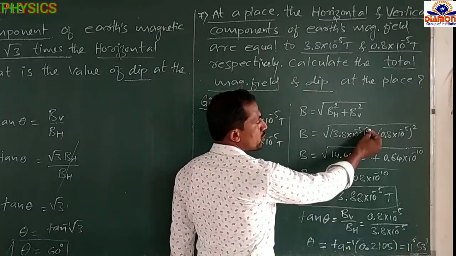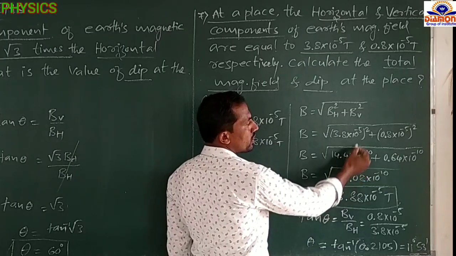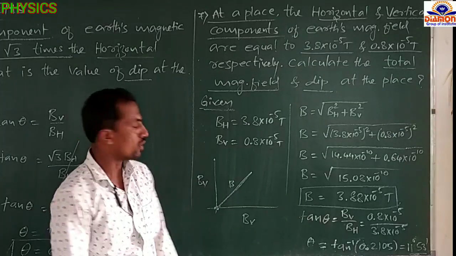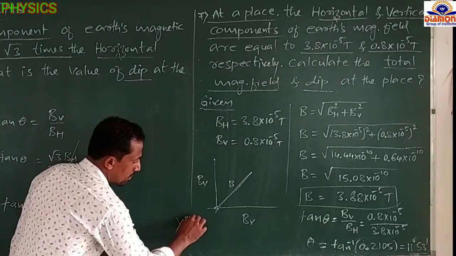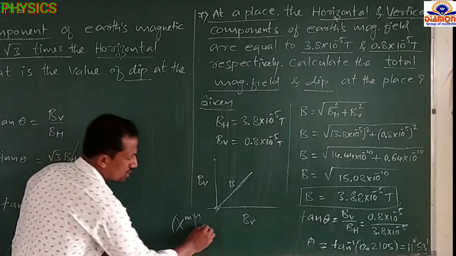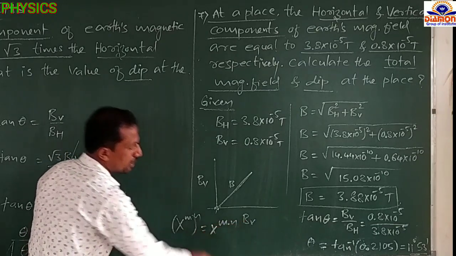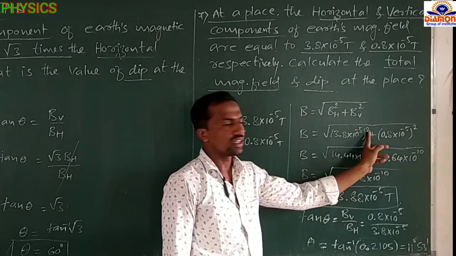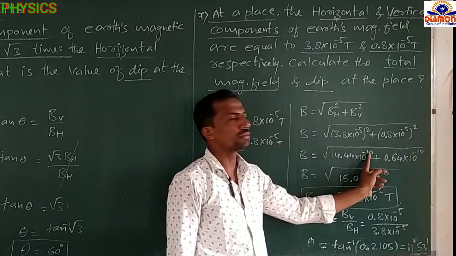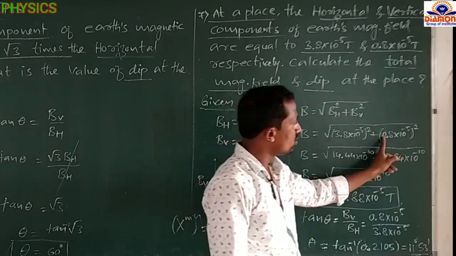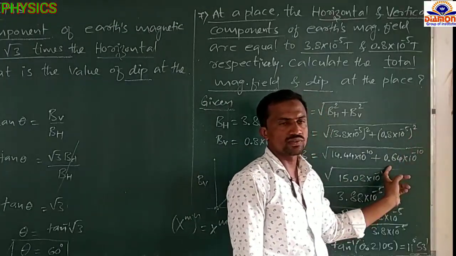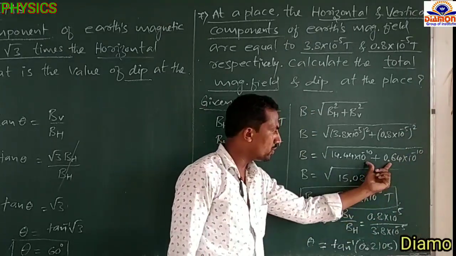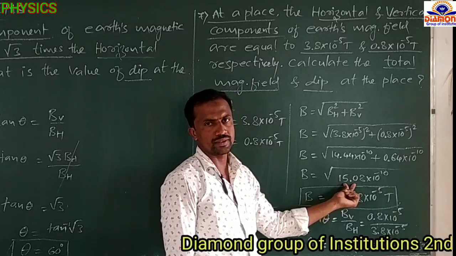3.8 squared is 14.44, times 10 to the power of minus 5 into 2. In mathematics there is a formula: x power m, whole power n, equals x power m into n. So minus 5 into 2 means minus 10. Then 0.8 squared is 0.64, and minus 5 into 2 means minus 10. We add these two values, then we get 15.08.